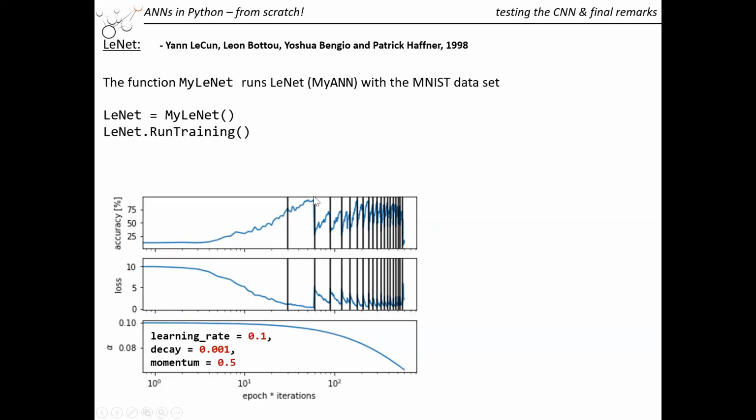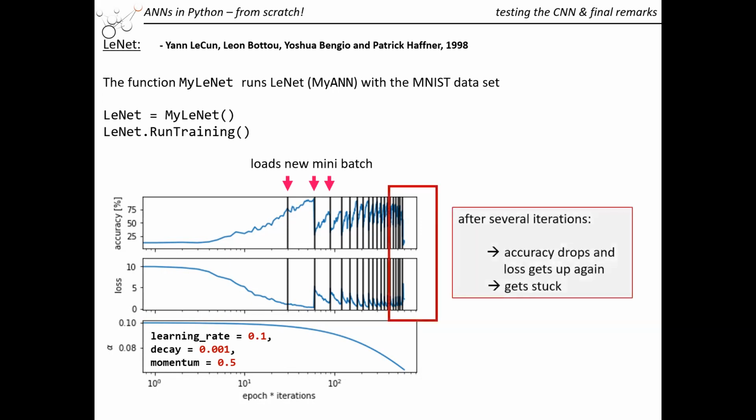And of course, it's a new data set. So the accuracy goes down and it goes up again and it goes down and up again. So that's actually not an ideal learning curve. That does not really look nice. And when you're not lucky, then it even drops dramatically. The problem is every time it loads a new mini batch, it drops and then doesn't really show a nice learning curve. So it kind of gets stuck.